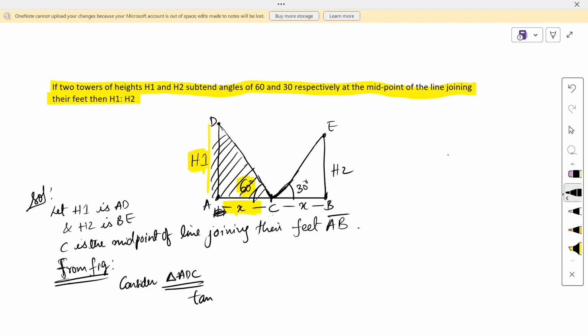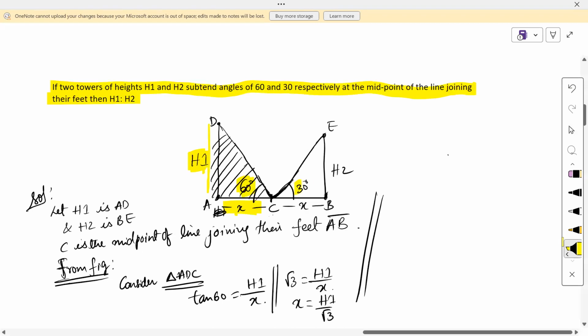Tan theta means tan 60 is equal to h1 by x. What is tan 60? Root 3. So root 3 is equal to h1 by x. Okay, so x is equal to h1 by root 3. Okay, fine.